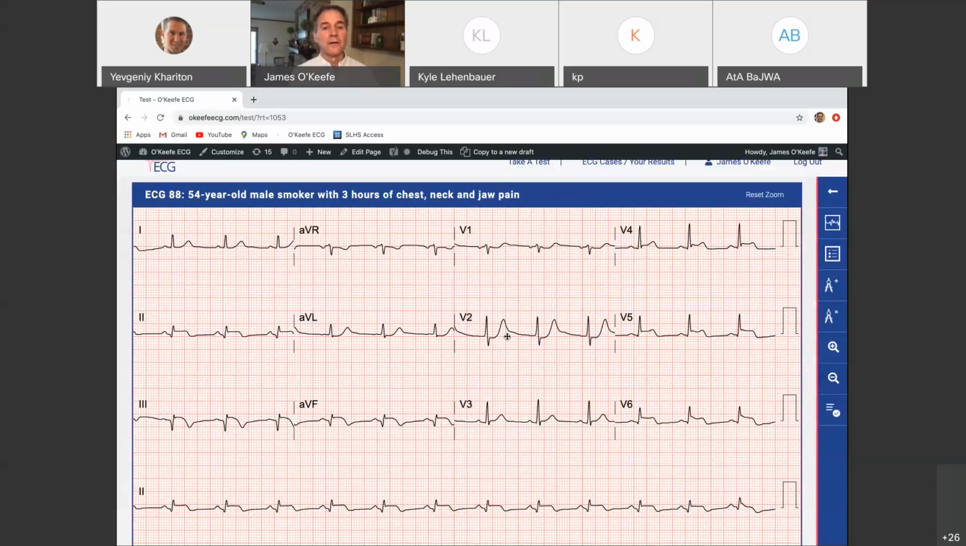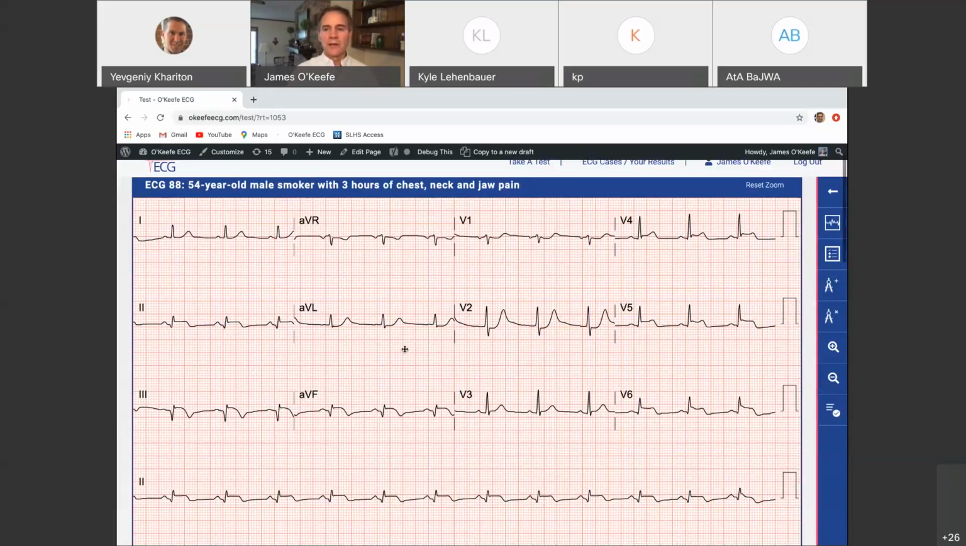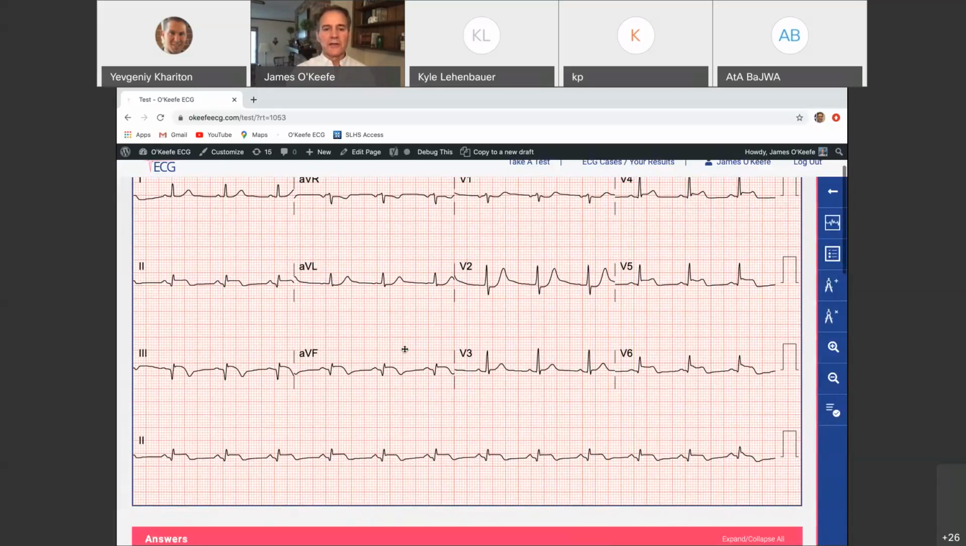Thinking lateral, V5, V6 also probably has. Yeah. Remember, it just needs one millimeter in V5, V6. Go ahead. Inferior, posterior, and lateral. Very good. Yeah, acute infarctions with a sinus rhythm. And so that's about it.